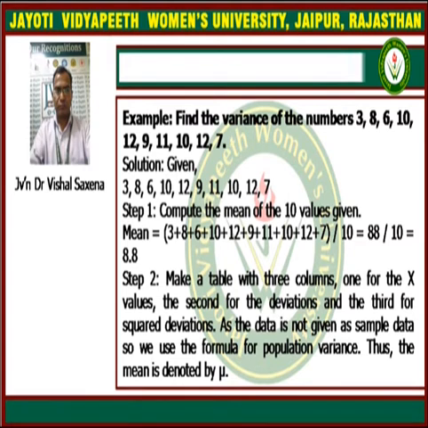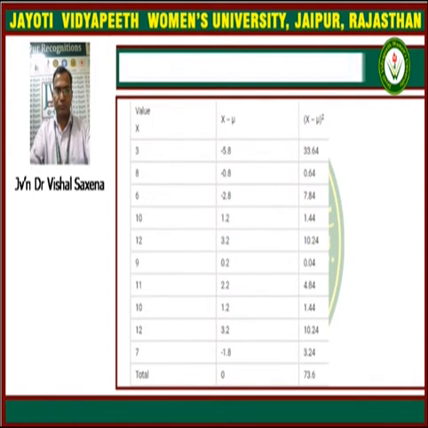Next we have to find the term of xi minus x bar whole square. Here the mean is written by mu. The first column is showing the values of x. The next column is made for x minus mu, meaning the deviation, and mu is a notation for the mean value. The third column is made for x minus mu whole square, meaning deviation square.